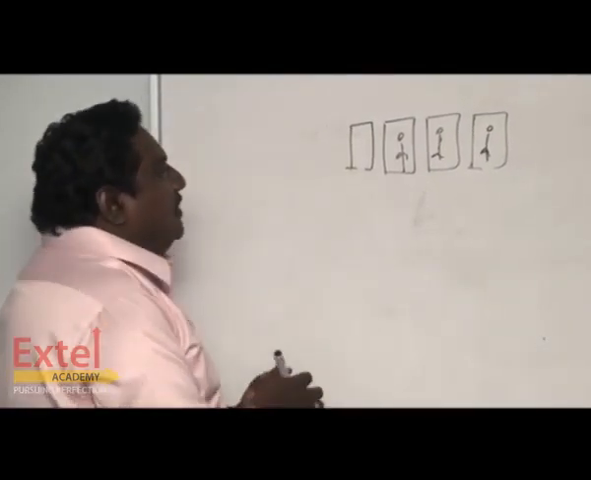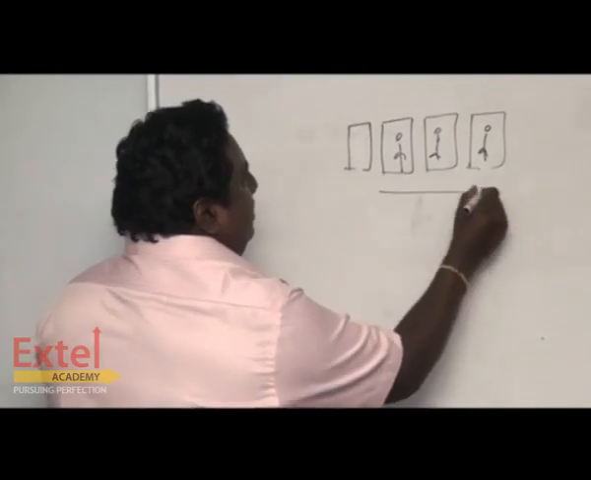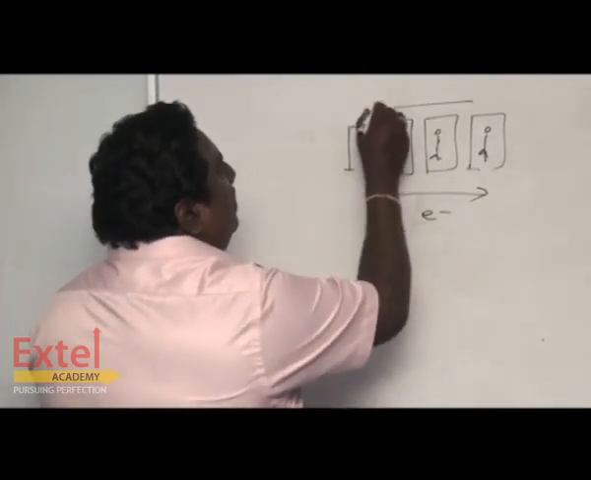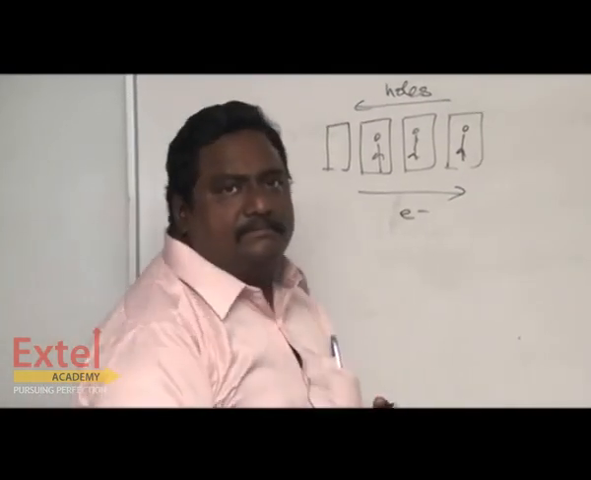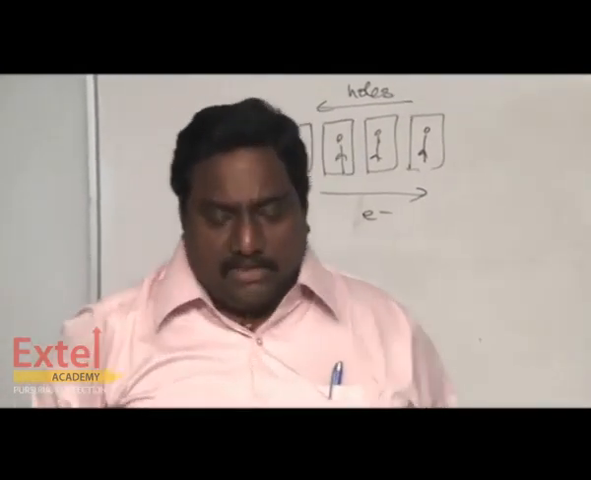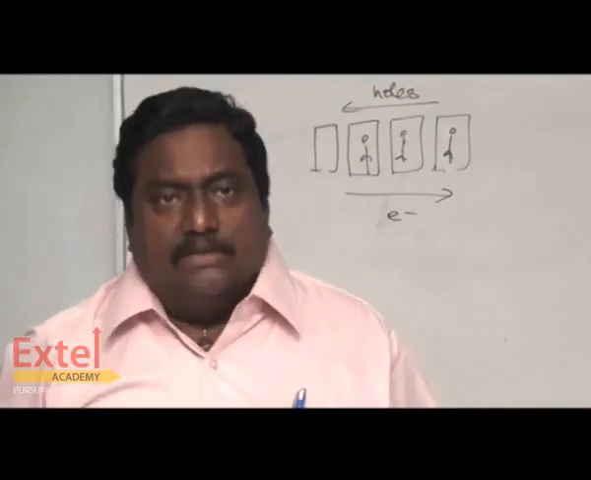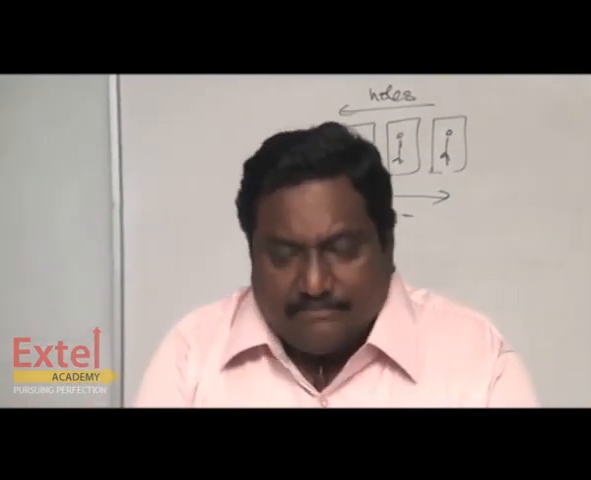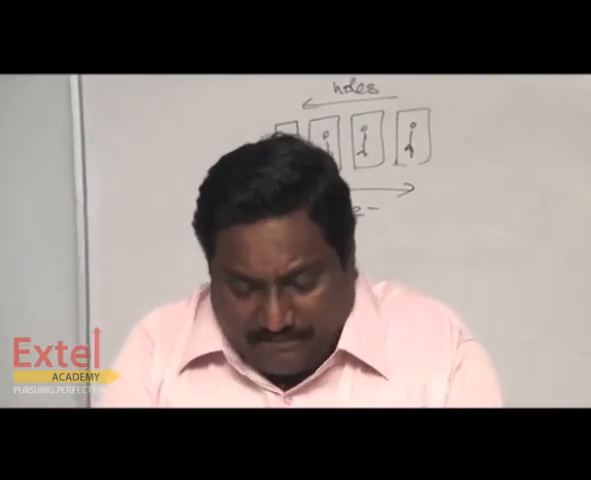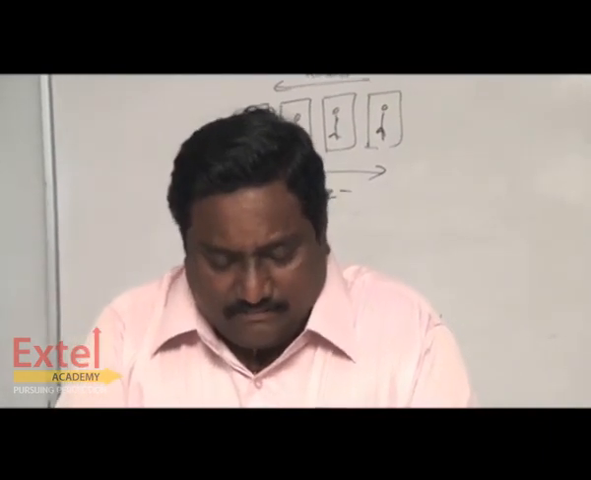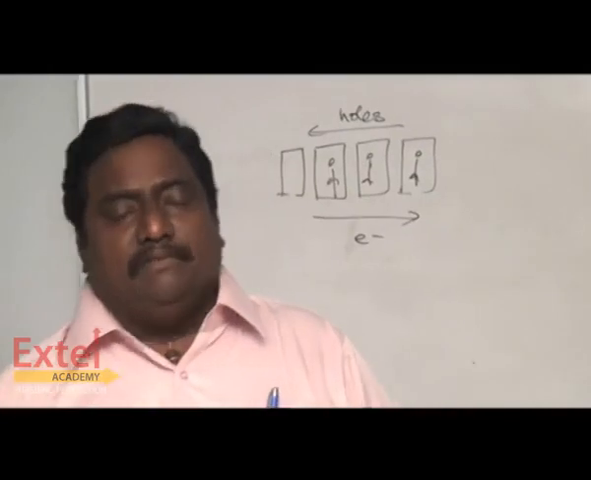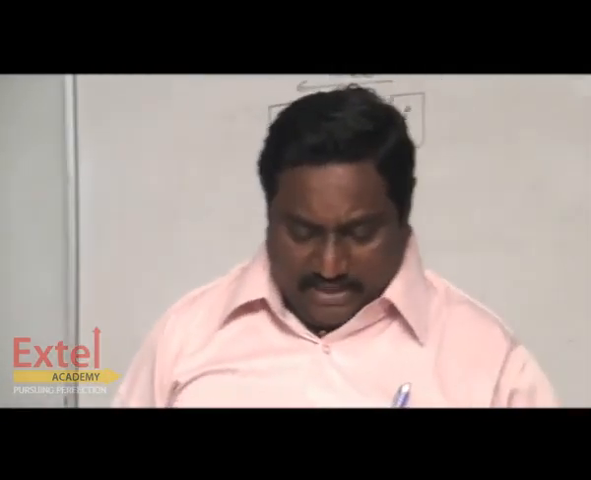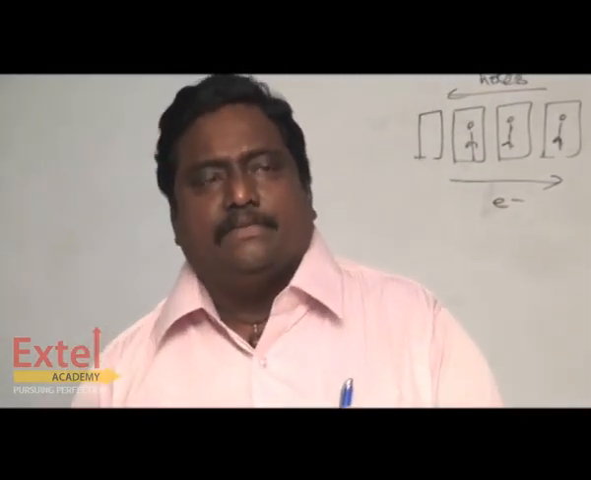Now, electrons are moving in this direction, and holes are moving in the opposite direction. So, they are telling that the positive holes in metals are moving in the opposite direction. These are the differences between electronic conductors and electrolytic conductors.